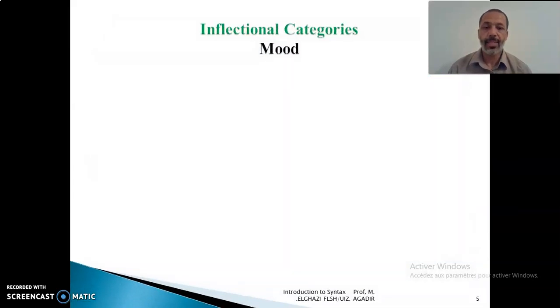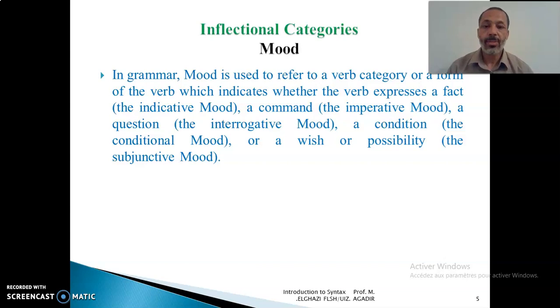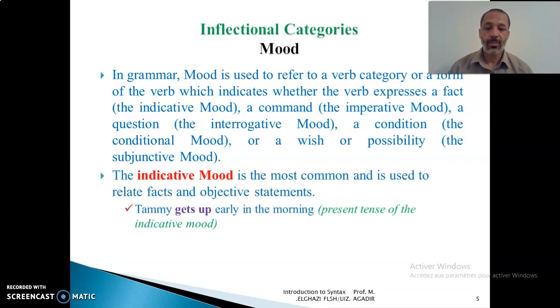Now the following inflection category is mood. In grammar, mood is used to refer to a verb category or a form of the verb, which indicates whether the verb expresses a fact, the indicative mood, it is used to express facts, or a command, and this is called the imperative mood, or a question, it's called the interrogative mood, a condition, and it is called the conditional mood, or a wish or possibility, and this is expressed by the subjunctive mood. I will try to give examples for each of these.